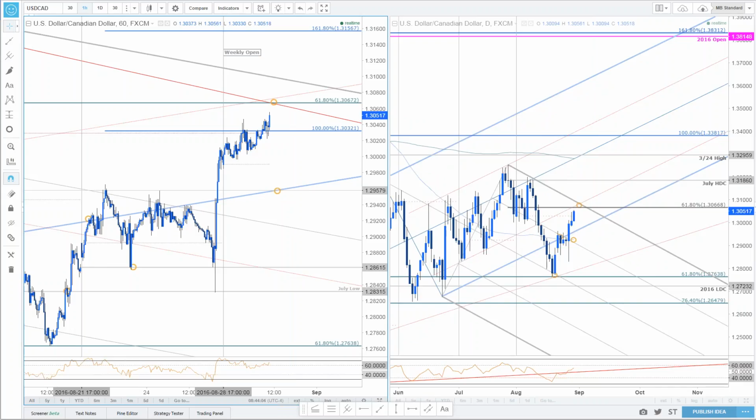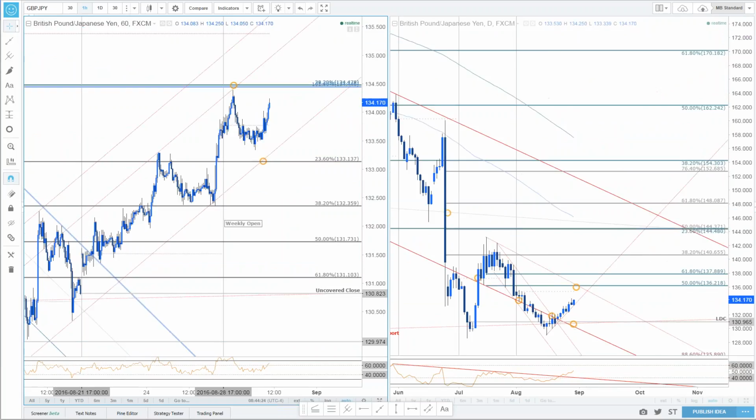Any questions on dollar CAD? Again, GDP tomorrow morning, quarterly read, expect that contraction of 1.5% on Canada GDP. Next up on tap from yesterday was sterling yen. So Alan, this is for you, my man. Here's what sterling yen looks like, and then we'll jump into dollar yen.